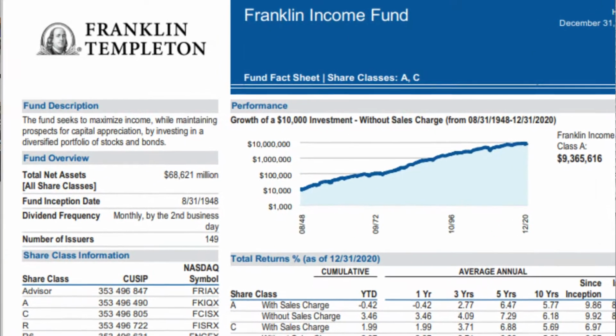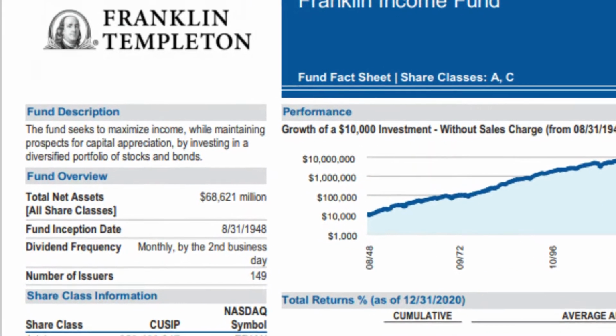Now, the first thing you want to look at when looking at a fact sheet is the fund's description. This gives you a very brief understanding of what this particular mutual fund or ETF seeks to do with its investments. For our example, the description of this mutual fund is simply this. The fund seeks to maximize income while maintaining prospects for capital appreciation by investing in a diversified portfolio of stocks and bonds.